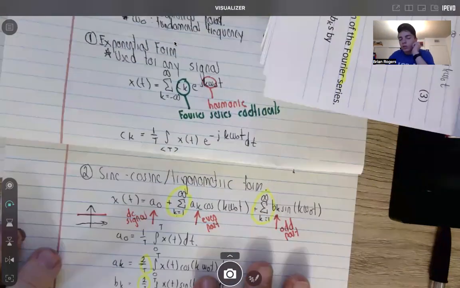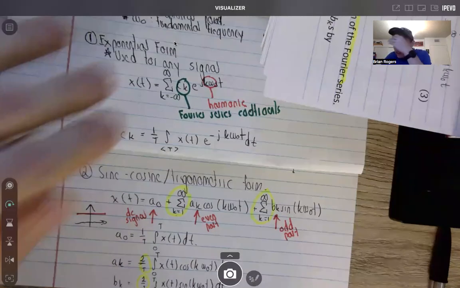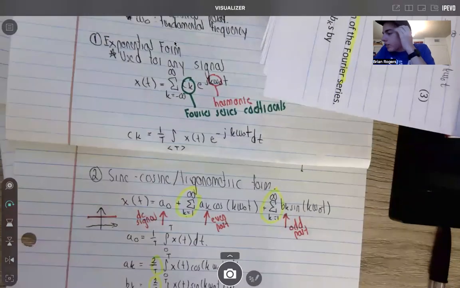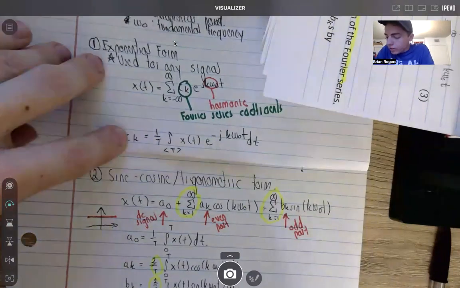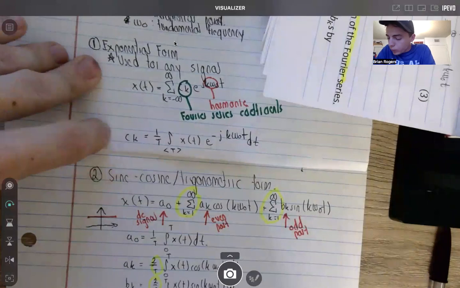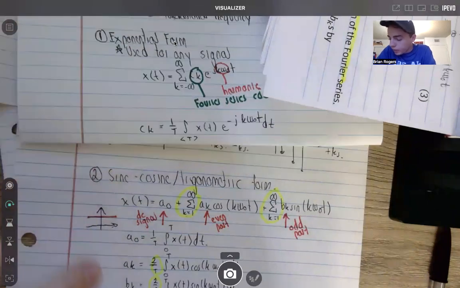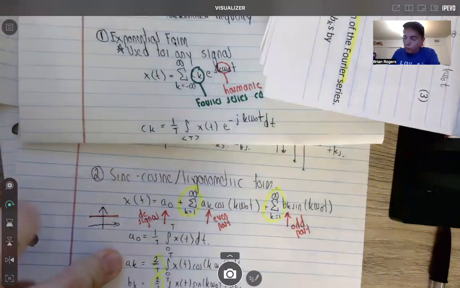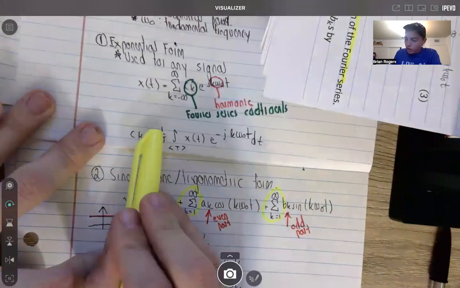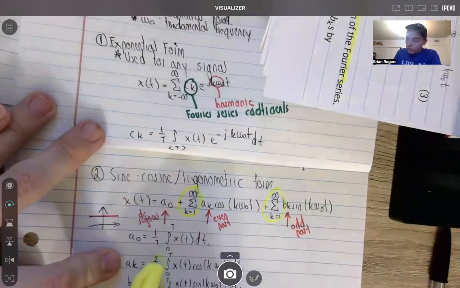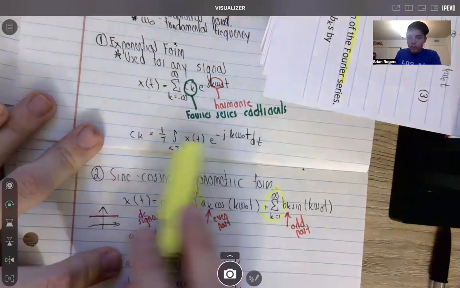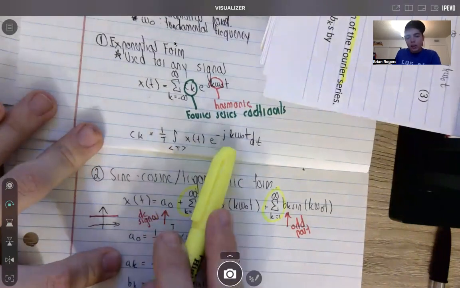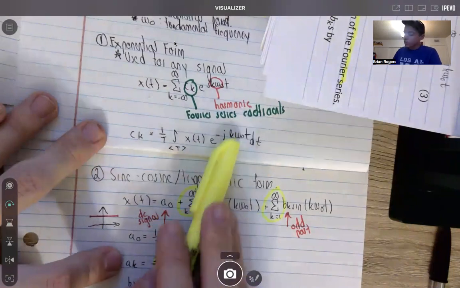Okay, so looking at these two and seeing how they're related, we're going to notice that twice the real part of C of K will give you your A of K, right? Because this is 2 times 1 over T, correct? So twice the real part will only give you the cosine part because this is a complex exponential and the only part that's real is the cosine part.